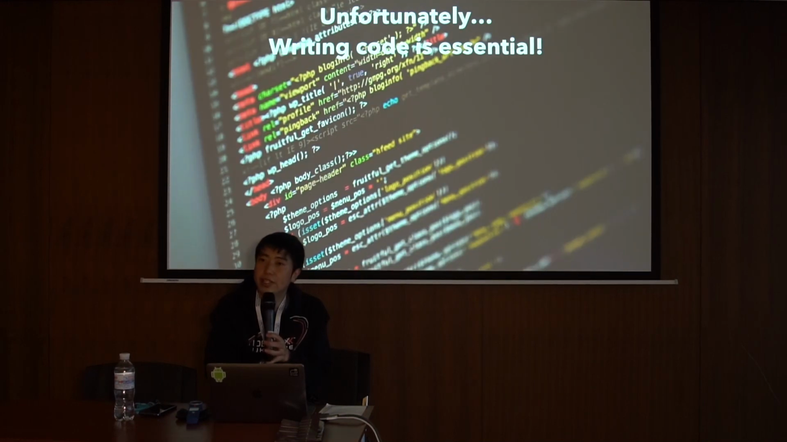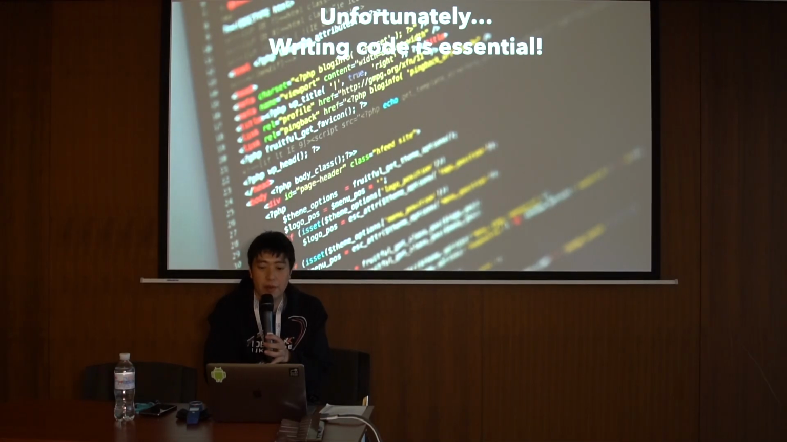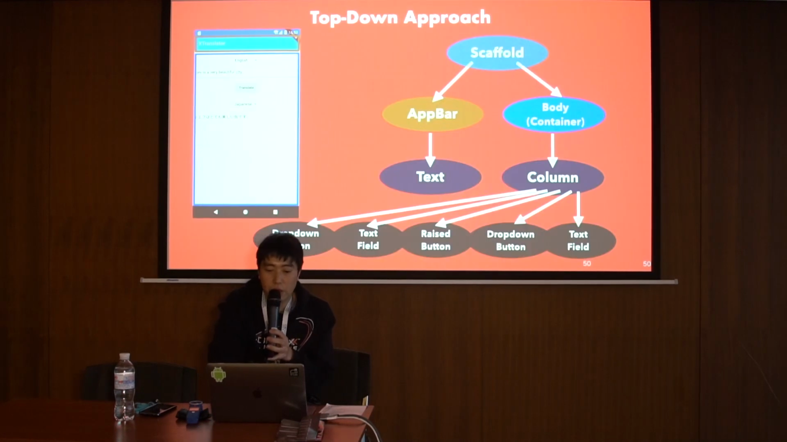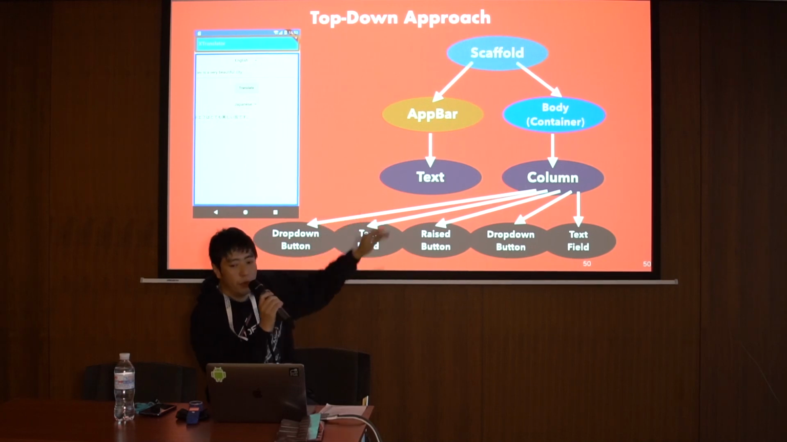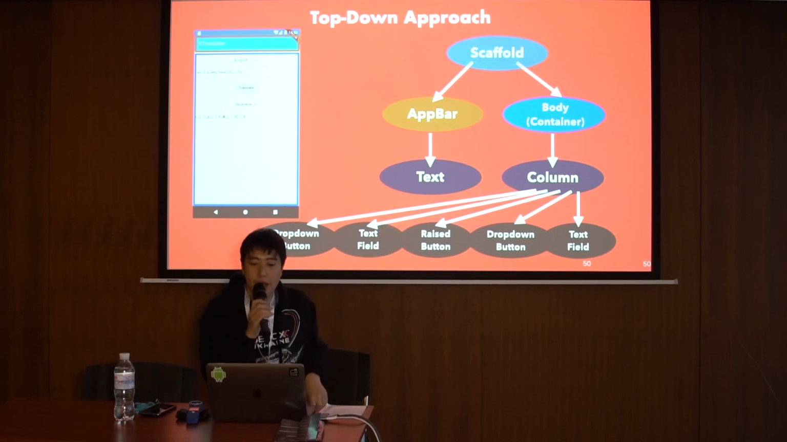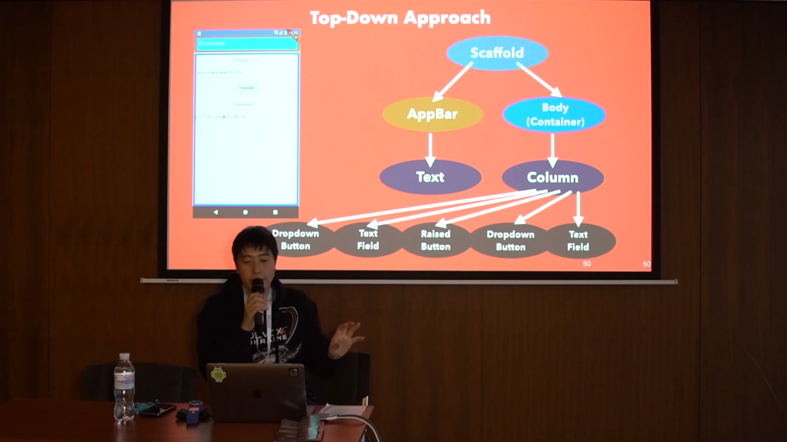Unfortunately, the GUI design tool is very useful, I think, but not perfect. So unfortunately, writing code is still essential, I think. Here is a point about building UIs. Building UI is equal to building a widget tree. When we think about a widget tree, a top-down approach is useful, I think. Scaffold is an application template. It includes an app bar and a body. Body includes a column widget. Column widget means vertical layout widget.